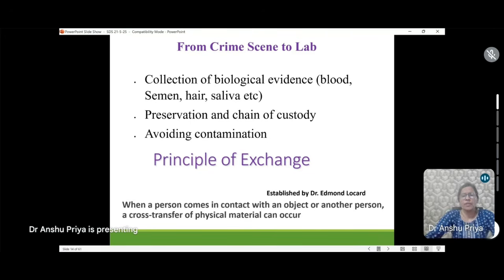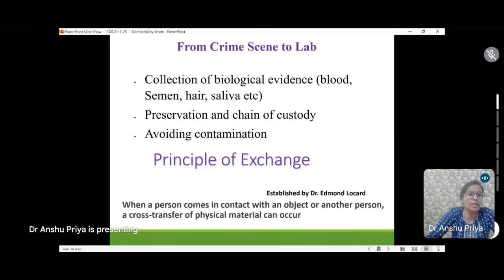So before starting DNA fingerprinting, what do we need? We need the biological evidence, and this biological evidence we can collect from the crime scene. There are various types of evidence. So what is evidence first? Evidence means anything that links the crime. In a criminal investigation, that is called evidence.